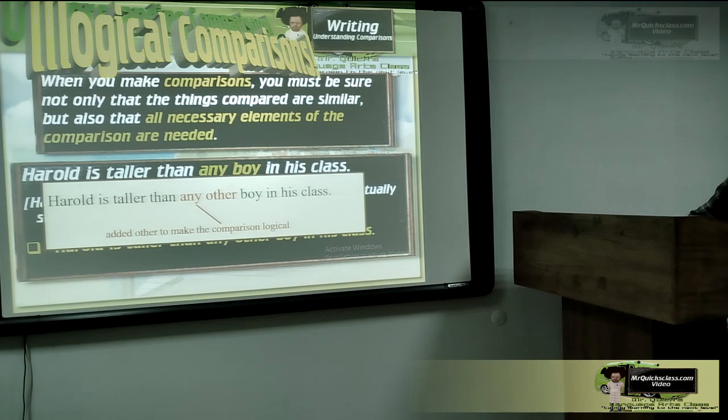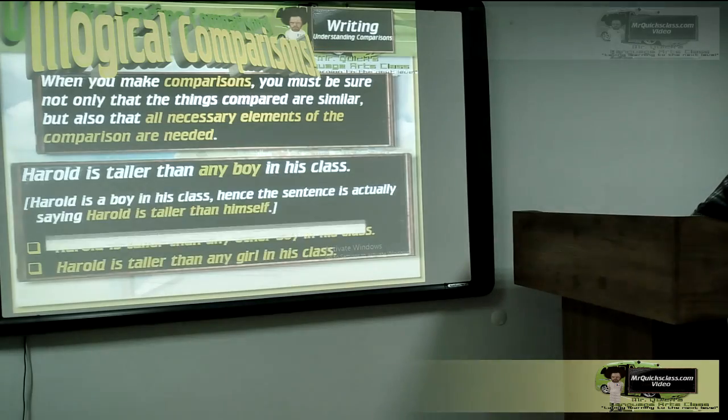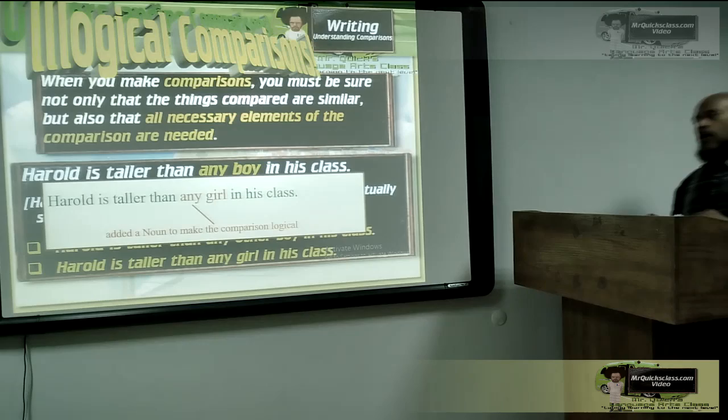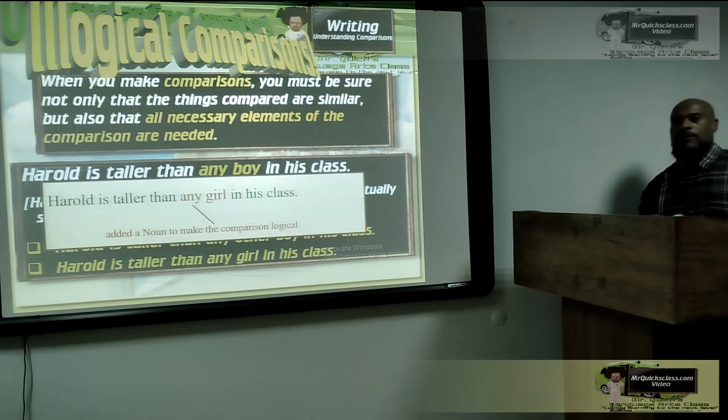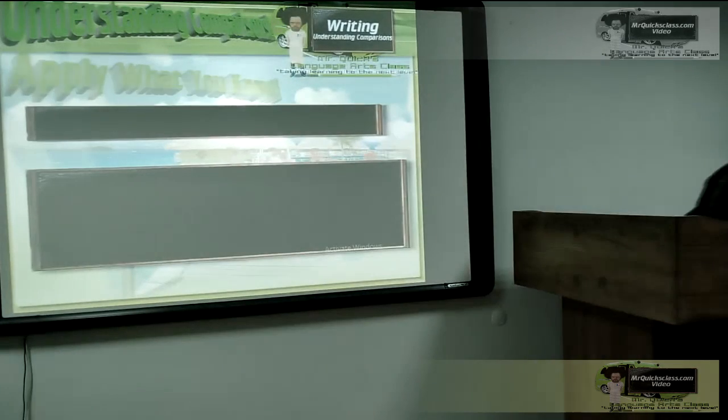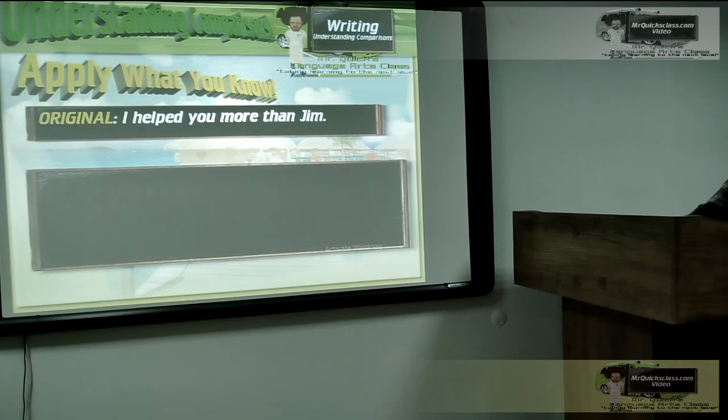Harold is taller than Benjamin. Oh, girl. Yes. We can compare him to the girls. Very interesting. Any questions? Good. Let us move on. Now we're going to apply what we know.